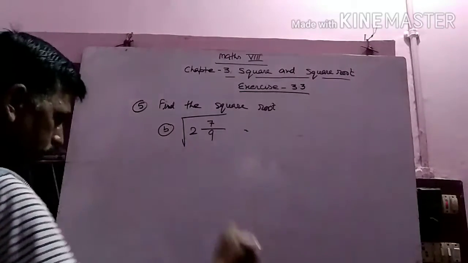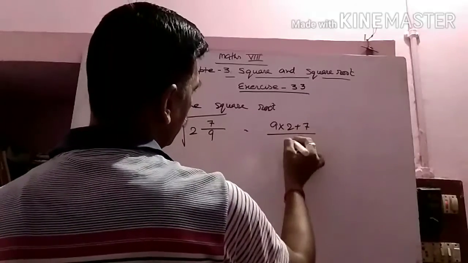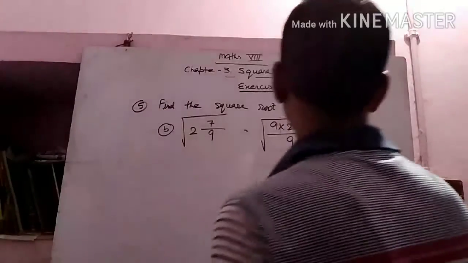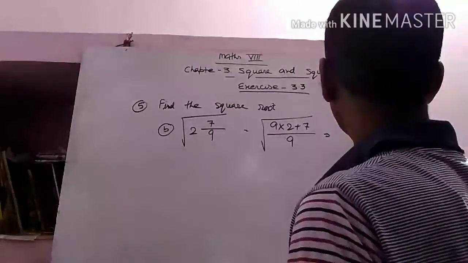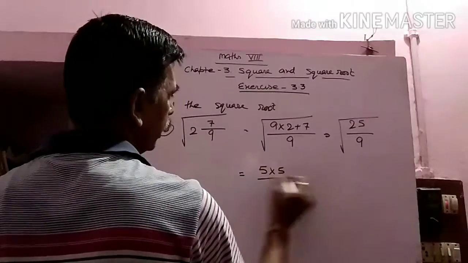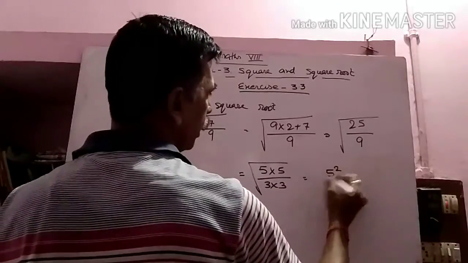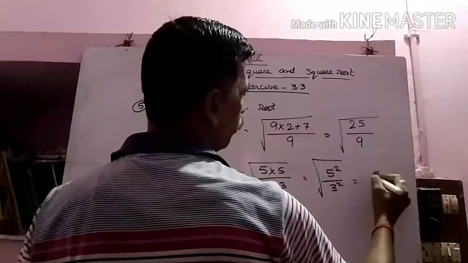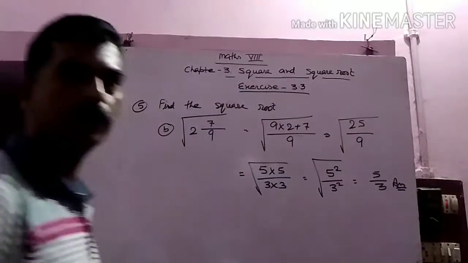is equal to 9 twos, which is 9 into 2 plus 7 by 9. So it becomes 25 by 9. So finally what we'll get? 5 into 5 by 3 into 3. So it will be 5 square by 3 square. After removing this root, it becomes 5 by 3. So this is the answer of it. Okay.